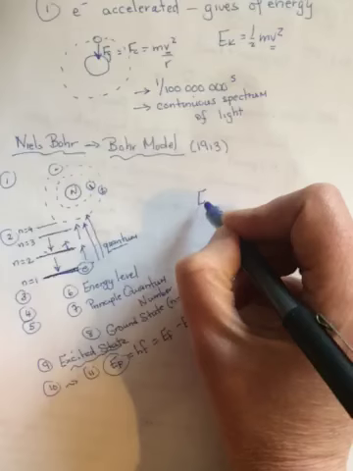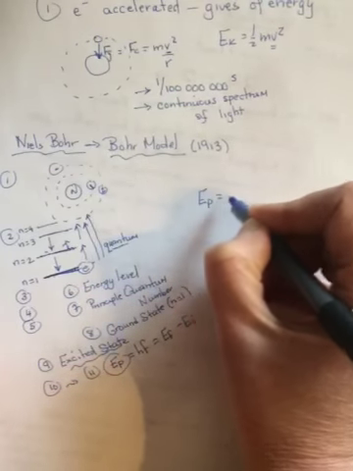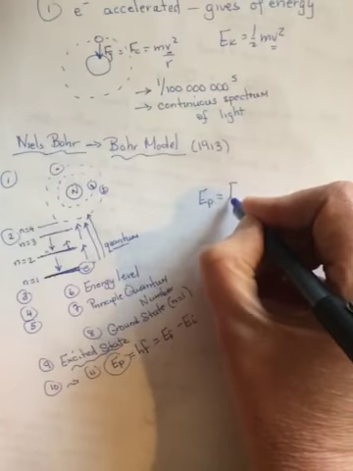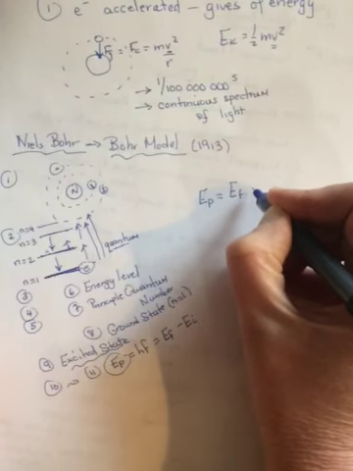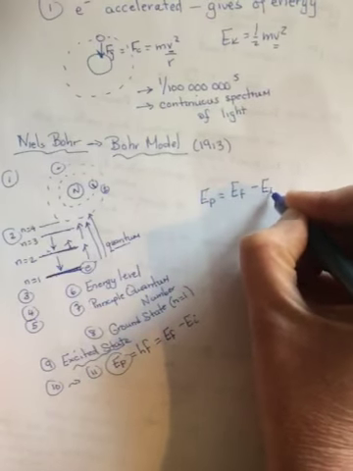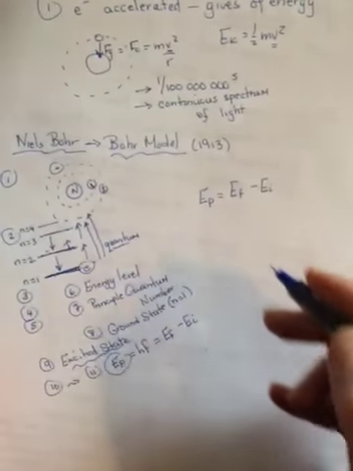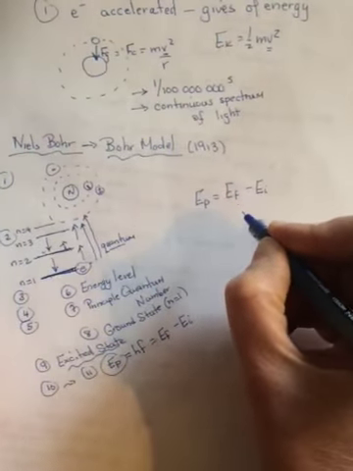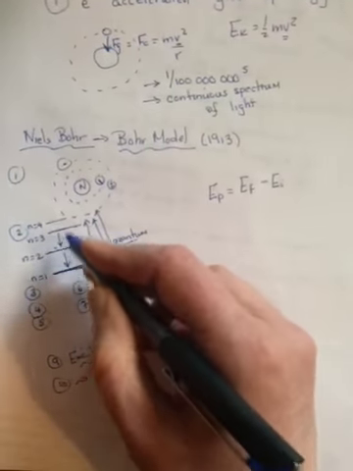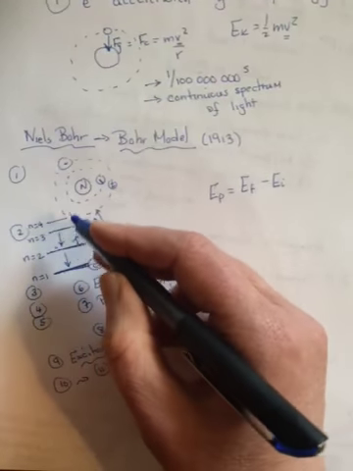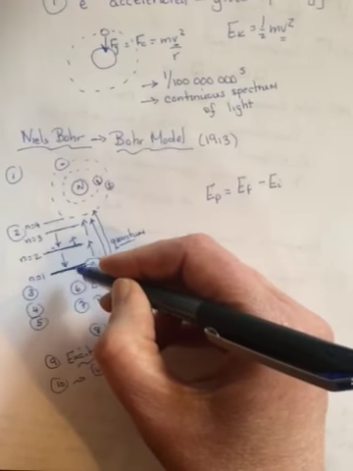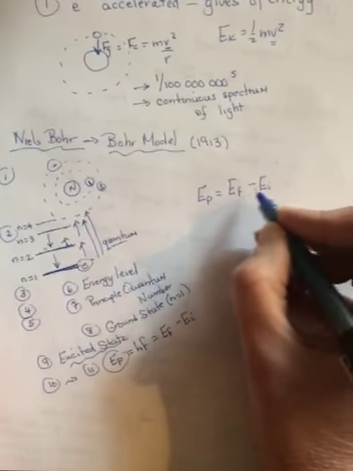We left it off saying, so EP, the energy of the photon, has to equal the energy of the final level minus the energy of the initial, the difference between them. And of course, that's the EP is equal to hf, because it's just the energy of a photon. We said that the lowest energy level is at the bottom. As you go up, it's higher.